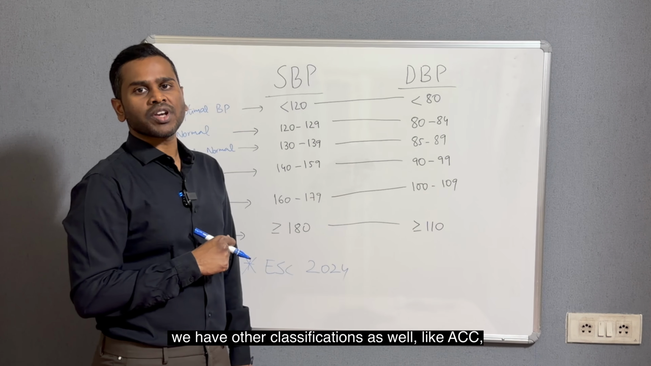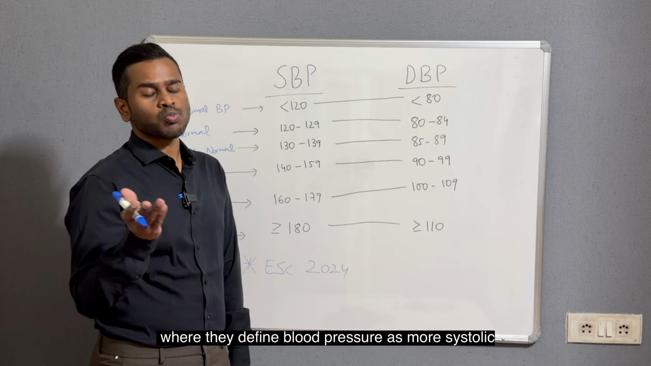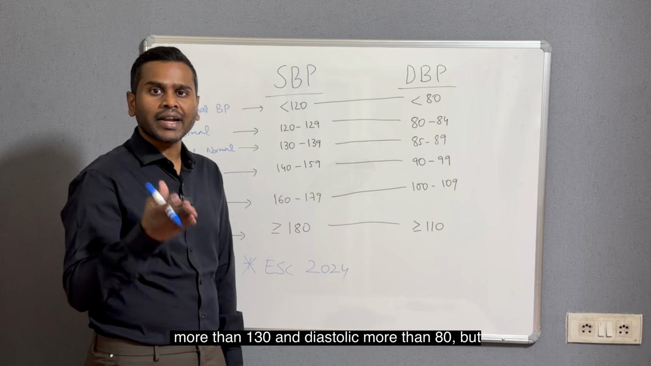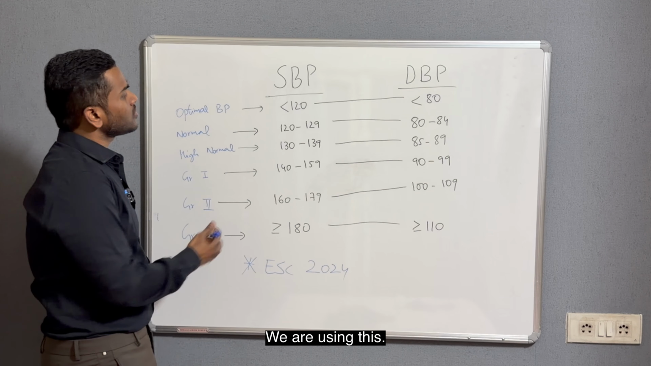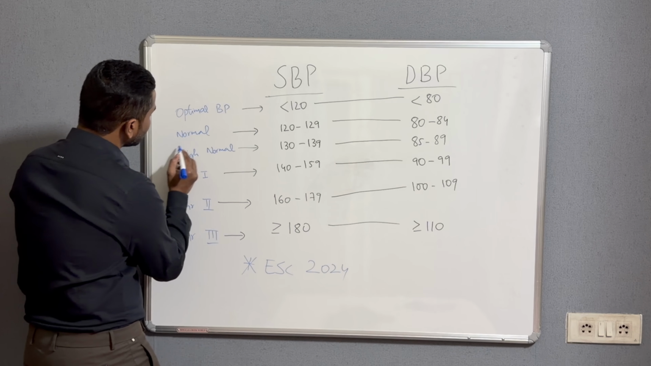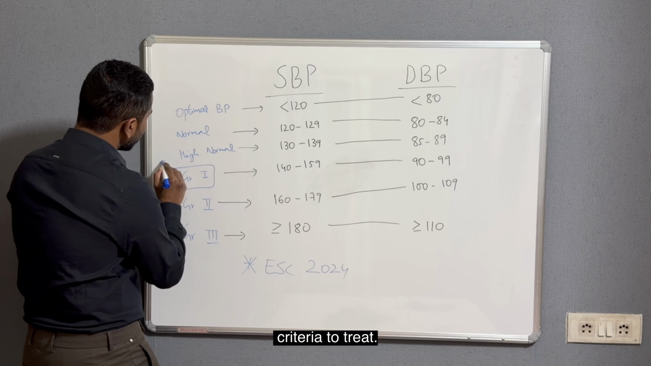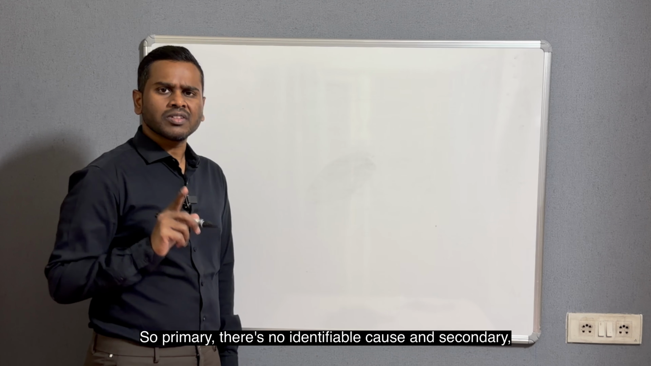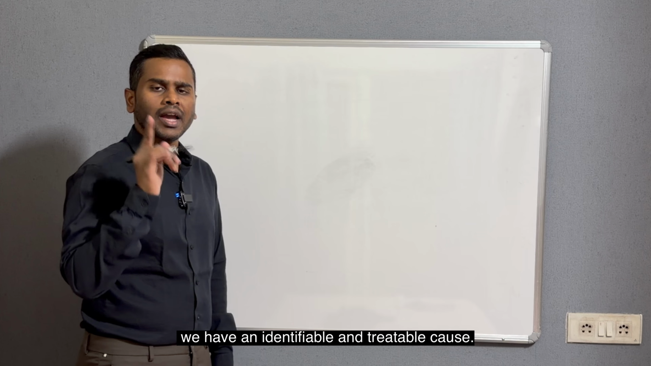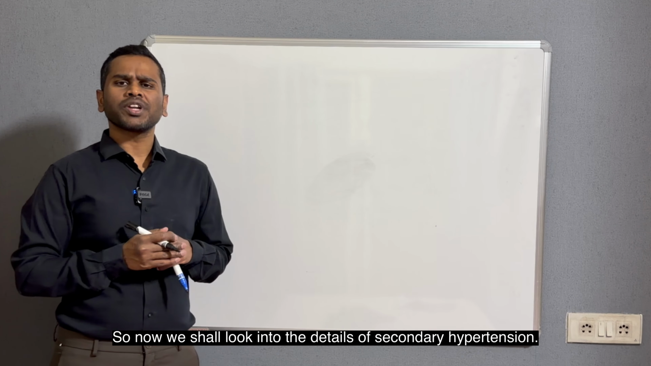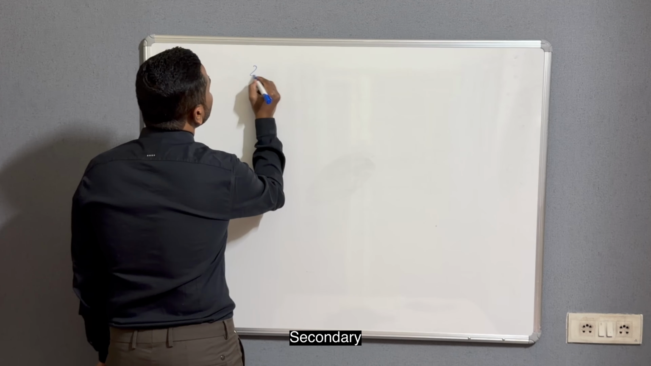And we have other classifications as well, like ACC, where they define blood pressure as systolic more than 130 and diastolic more than 80. But most commonly in routine clinical practice, we are using this as the criteria to treat. So, in primary there is no identifiable cause, and in secondary we have an identifiable and treatable cause. Now we shall look into the details of secondary hypertension.